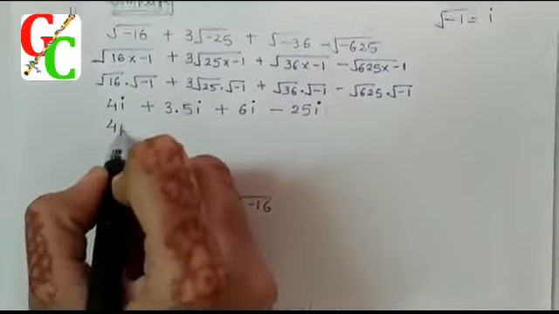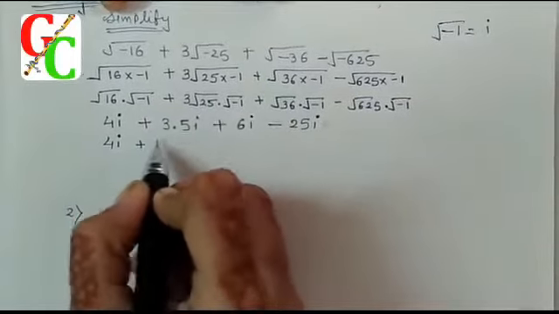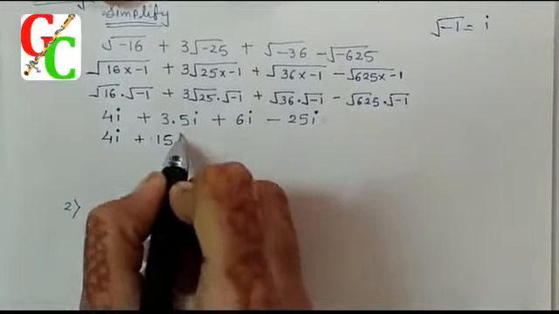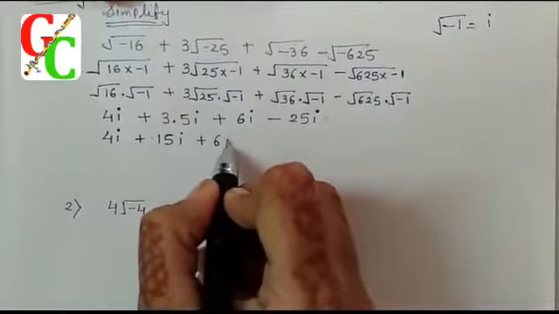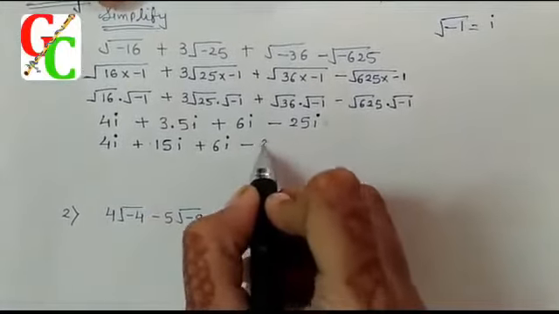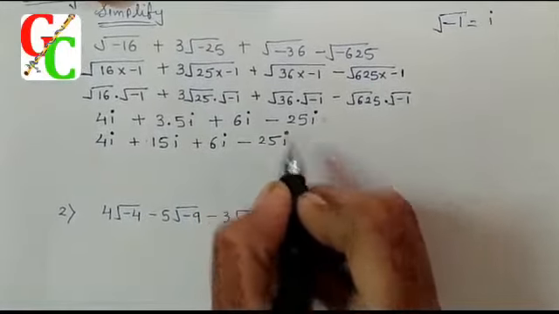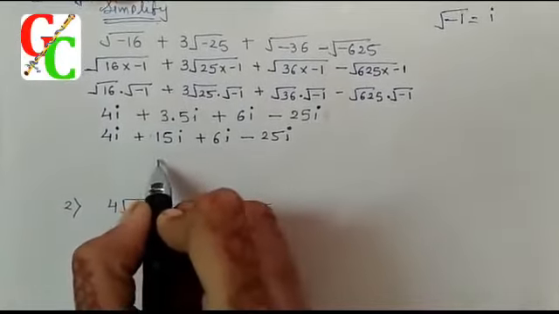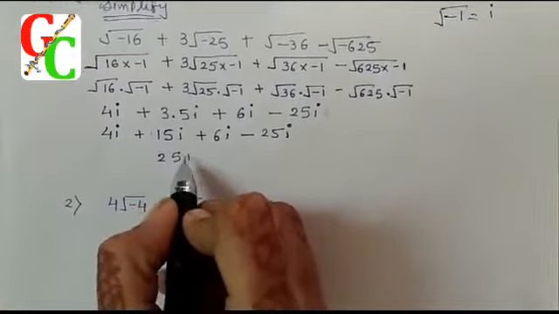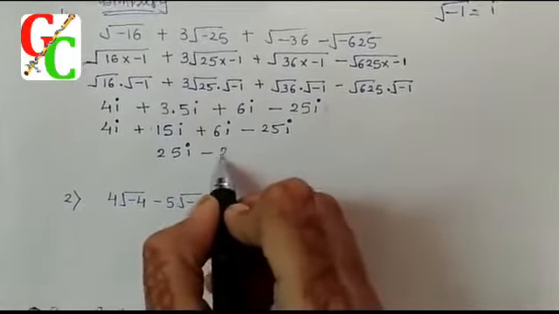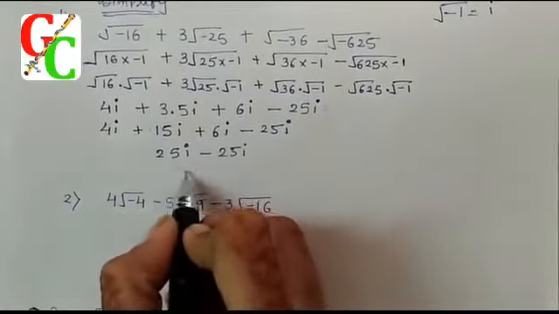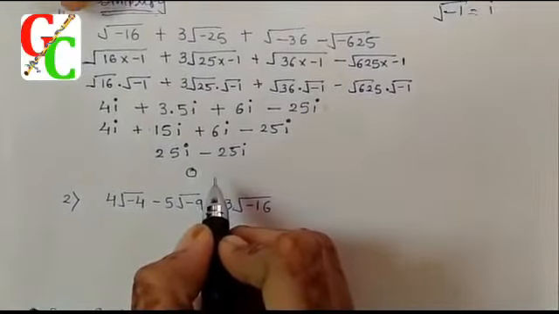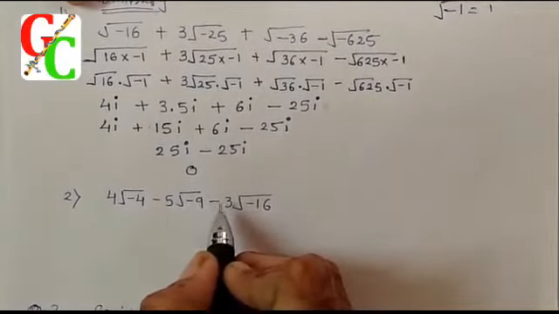Now 4i plus 3 fives are 15i, plus 6i, minus 25 iota. So 4 iota plus 15 iota plus 6 iota is 25 iota, minus 25 iota. So our answer is 0. Same way you have to simplify the second question.